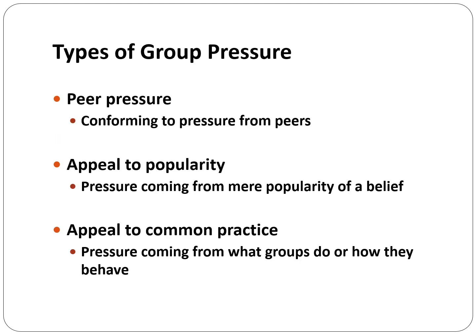Group pressure is another form of impediment, and there are different types of group pressure. The first is peer pressure. That's when we conform to pressure from our peers. Another is appeal to popularity, pressure coming from mere popularity of a belief. How many times have you seen commercials, for instance, where you see 9 out of 10 people prefer the taste of a certain kind of margarine or something? You see that kind of thing all the time. That's an appeal to popularity. Another is an appeal to common practice, and that occurs when pressure comes from what groups do or how they behave.